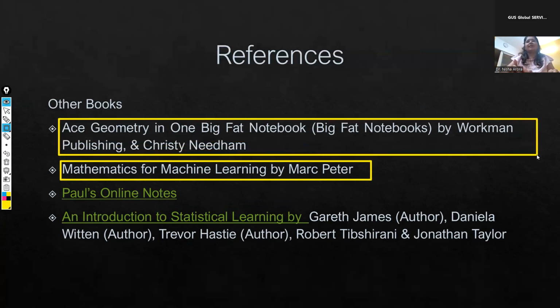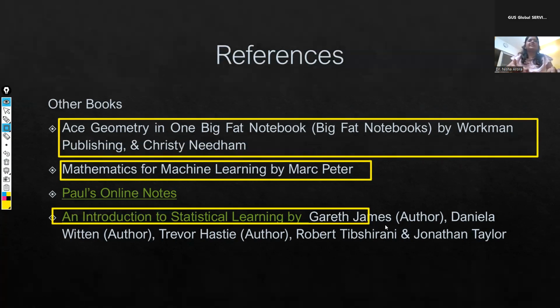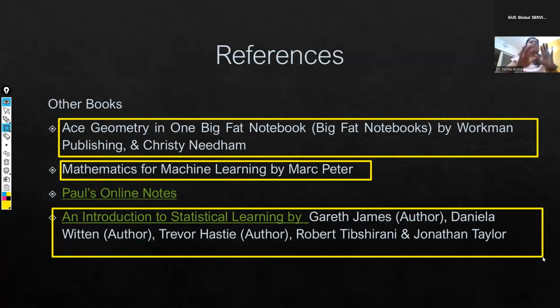You will really enjoy it if you want to study geometry from it. Very nice, beautiful explanation for beginners. And this is my favorite book. I think you all know it if you are into data science and machine learning. ISLR is a famous book, Introduction to Statistical Learning with R. ISLR, one of the best books to get started with machine learning.